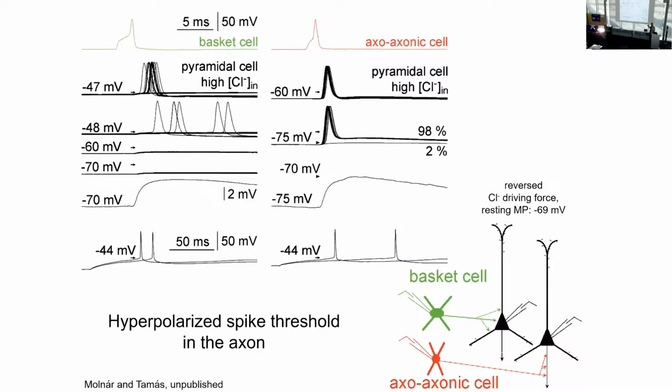In the axon, the threshold is not around 40 millivolts. It's about minus 75 millivolts. It's way more hyperpolarized, okay? And we know that these inputs are on the axon because exoaxonic cells place the inputs only at the initial segment and only at pyramidal cells. This will be important later too.